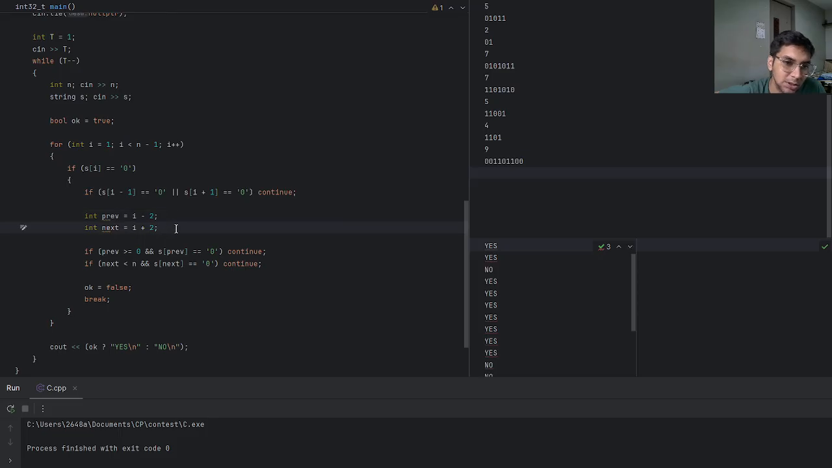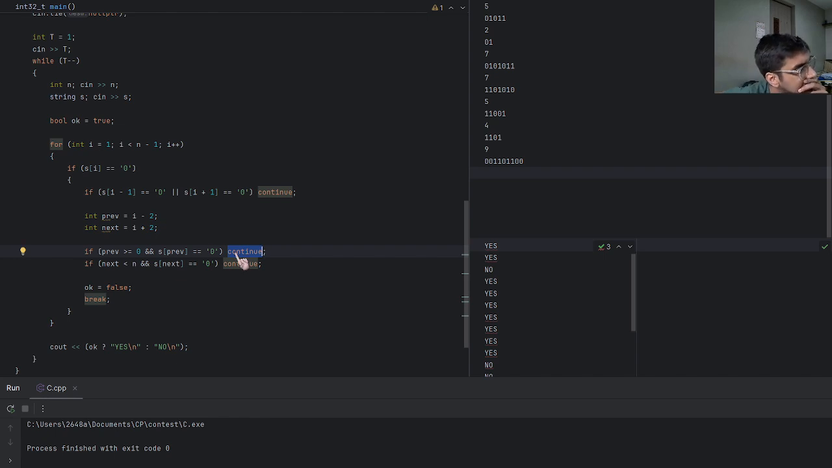This is the previous one. This is the next one. Basically, skipping one plant. So this one, if it is inbound, if it is another rabbit.